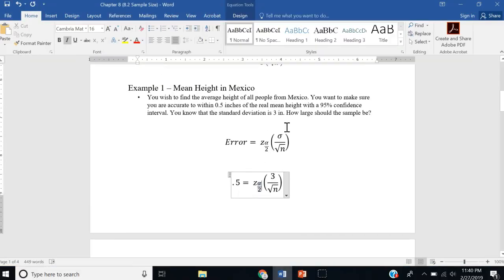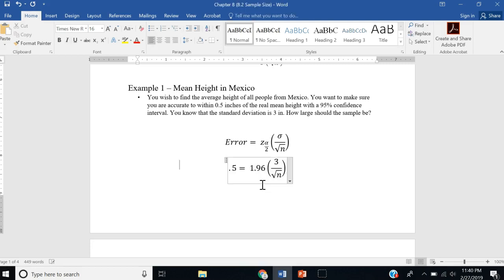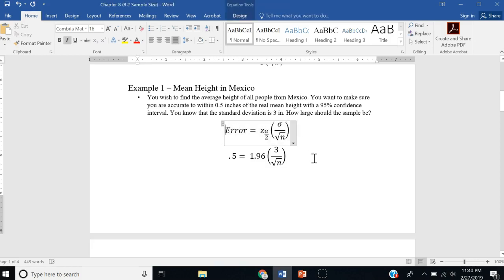So this says I want to be 95% confident. I want to have a 95% confidence interval. So I go back to that table and I look it up, and it turns out the z-value for a 95% confidence interval was 1.96. All right, now all we have to do is solve this.